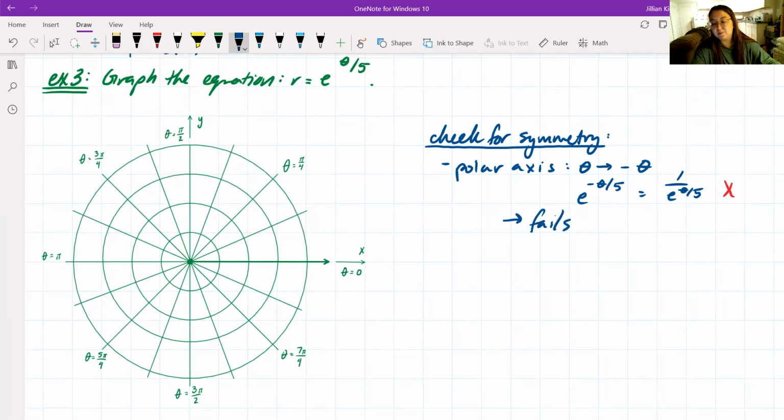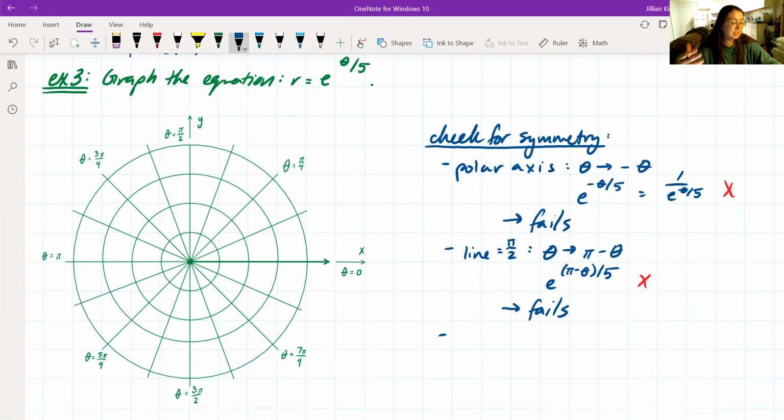And remember, since it fails, it just means that we don't know whether or not it is symmetric about the polar axis. Then we want to try for the line pi over 2. So we're replacing theta now with pi minus theta. So when we replace this, we're going to have e to the power of pi minus theta over 5. There are definitely different ways that you could end up writing this, but either way, it does not give us the same equation as before, so we can't determine if this is symmetric either since it fails.